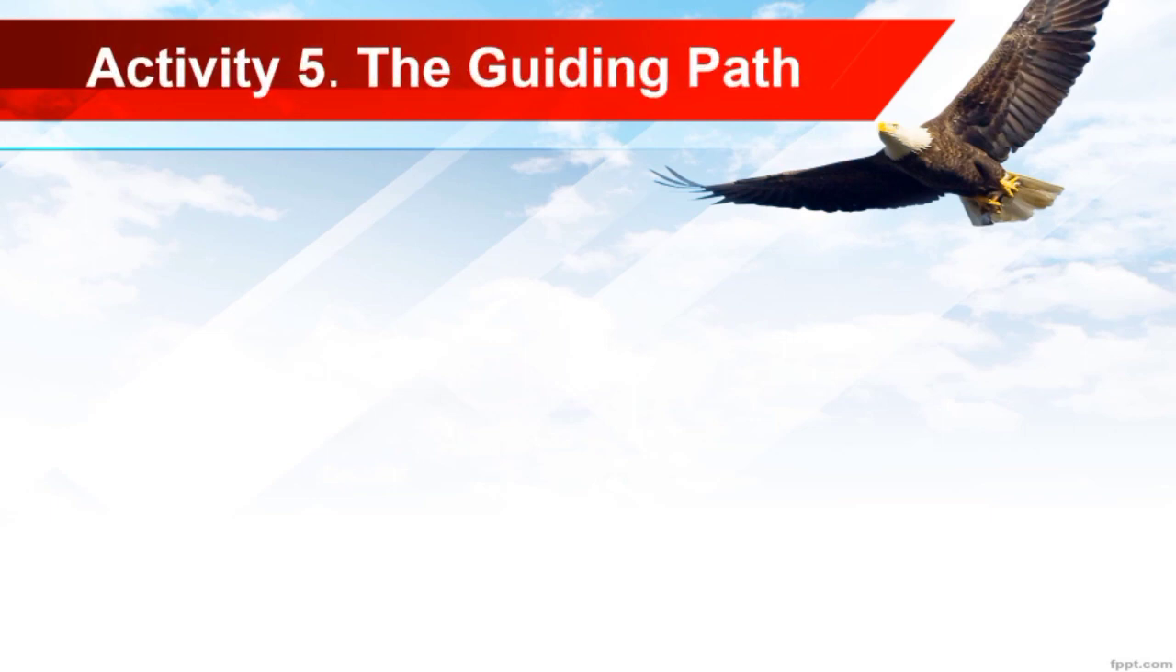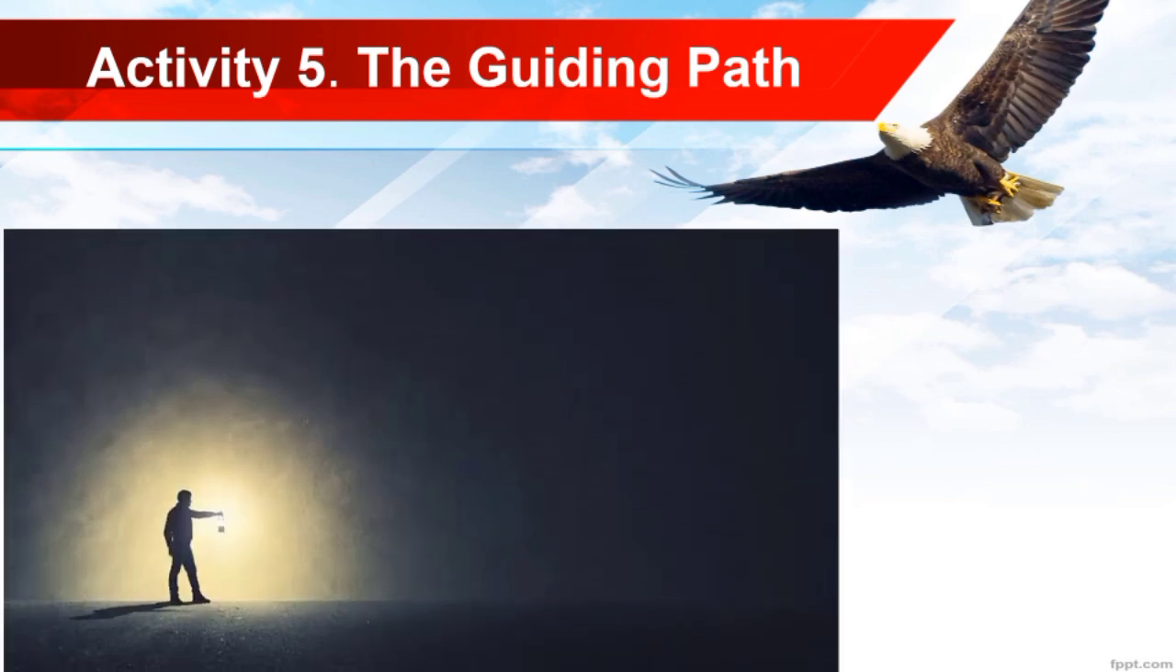Now, let's study this. We are now on Activity 5, the guiding path. Read carefully the succeeding text. Let the chart below be your guide in reading the text. Make sure to use this guide for you to understand the whole story. Good luck.